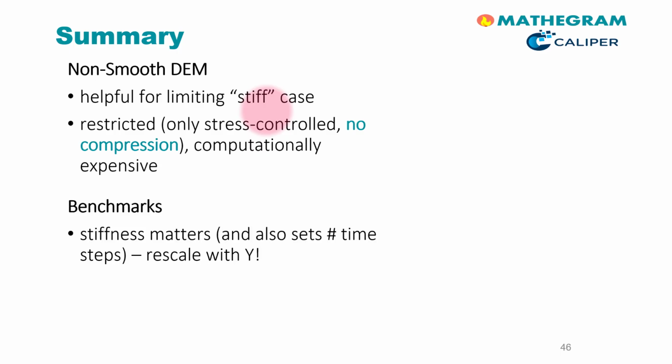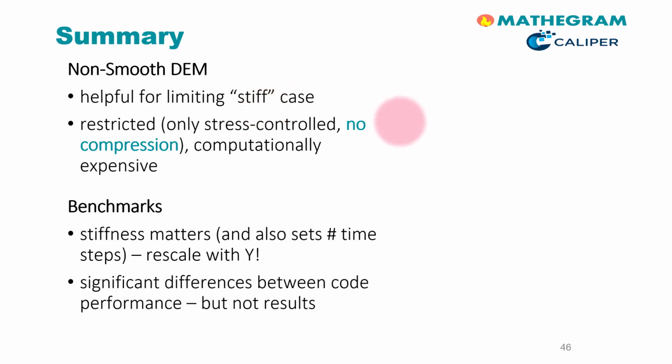Sticking with the topic of softness, we have seen in our benchmark simulations that the stiffness of the material has a pronounced effect and also sets the number of time steps and consequently the computational expense. Fortunately, we have seen that rescaling with the Young's modulus can help to mitigate this issue. Finally, we have seen from literature data 2 things. There are significant differences when looking at the performance of DEM simulation codes. However, the predicted results are almost perfectly on top of each other.